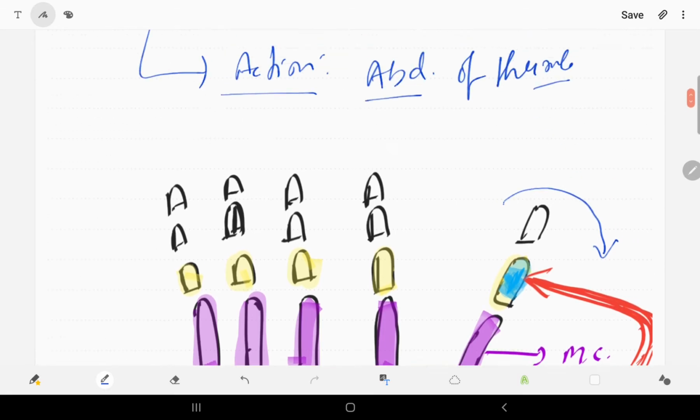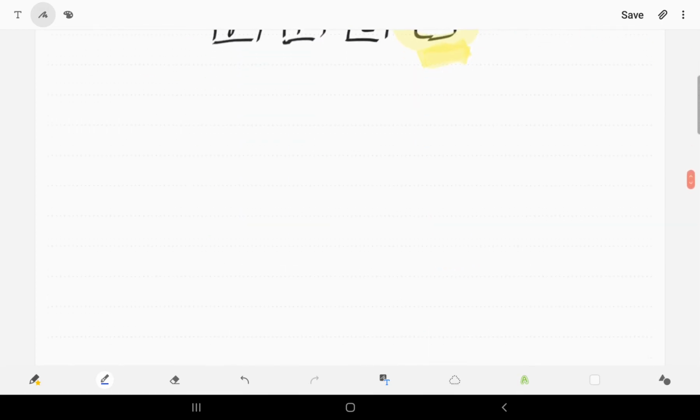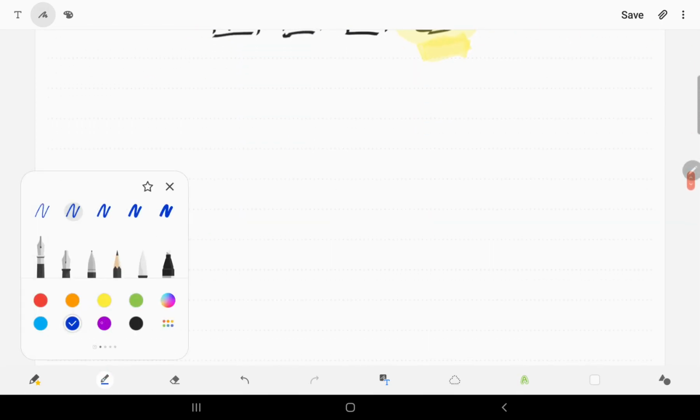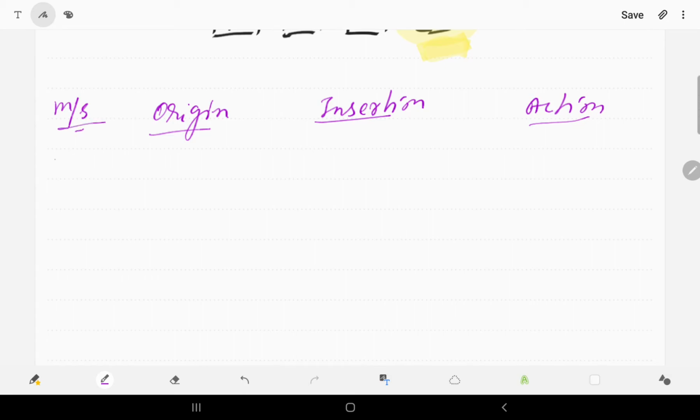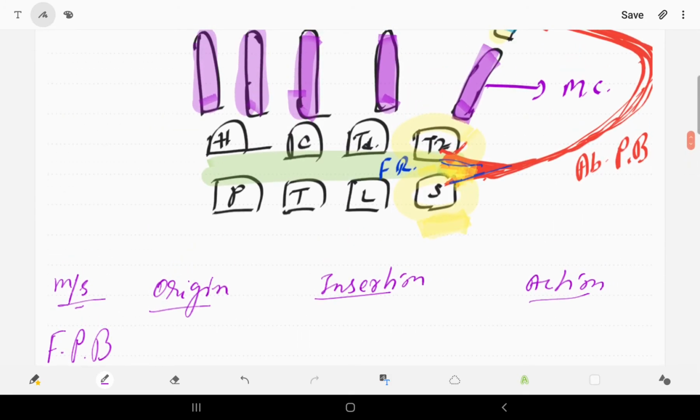Next, I am going to talk about the next muscles, their names, origin, insertion and action. Once again I am making the same columns: muscle, origin, insertion and action. Which muscle? Flexor pollicis brevis. I am going to talk about the flexor pollicis brevis.